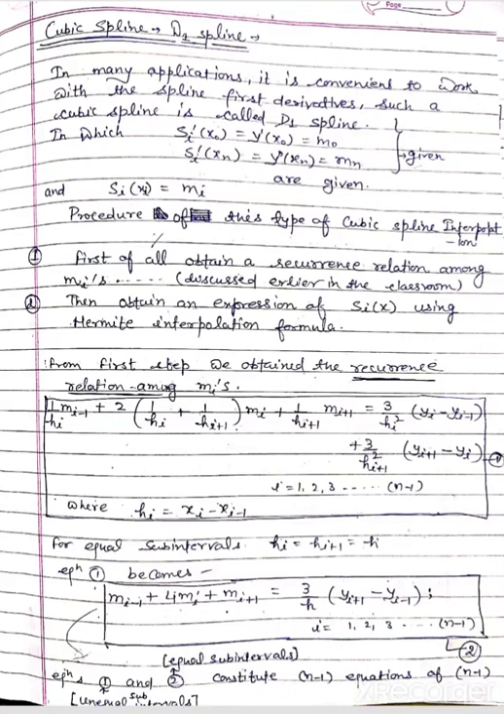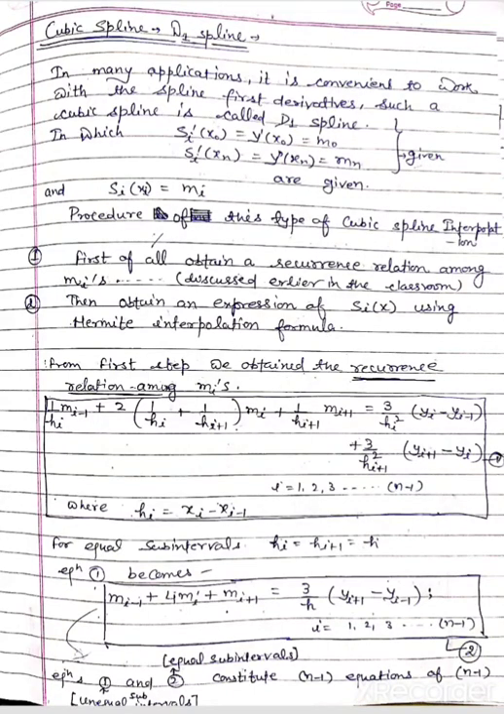Earlier in the classroom we have discussed about the cubic spline method. Now we will discuss another type of cubic spline which is called the T1 spline method. In many applications, it is convenient to work with the spline first derivatives. Such a cubic spline is called the T1 spline.